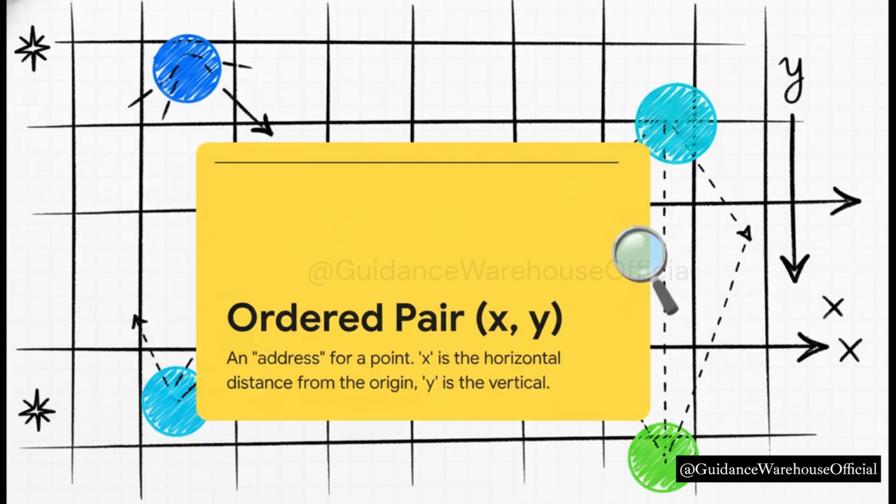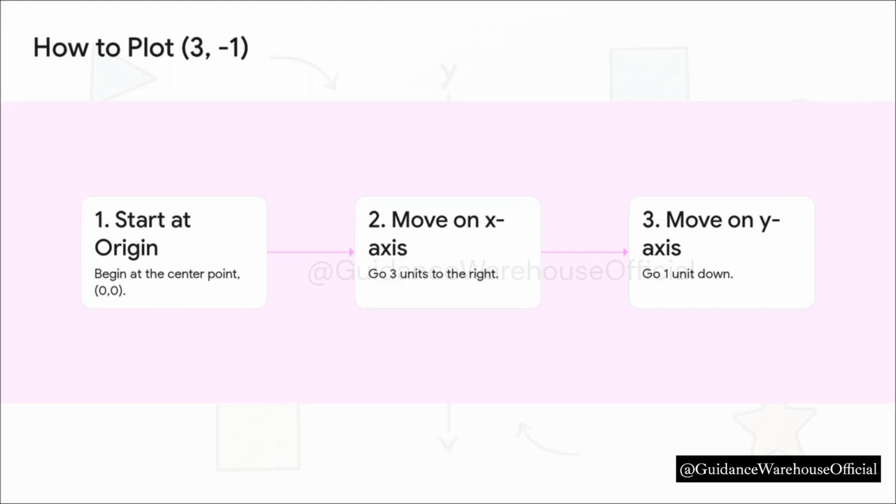Now here's the really crucial part. Every single spot on this grid can get its own unique address. We call it an ordered pair. The first number, x, tells you how far to go left or right. The second number, y, tells you how far to go up or down. That's it. So, plotting a point is really just like following a set of directions.